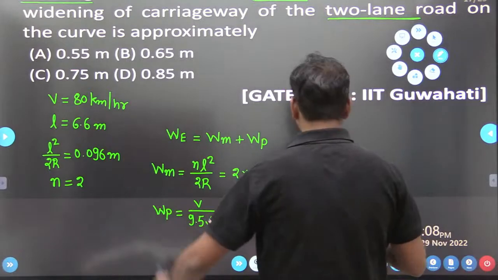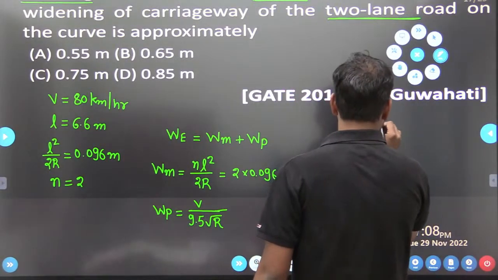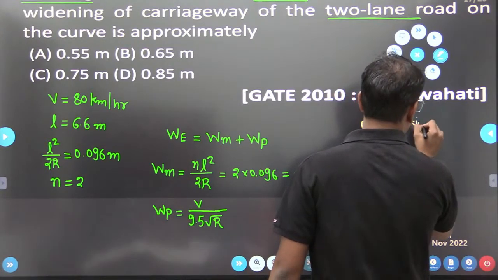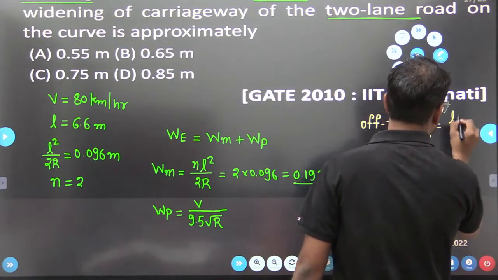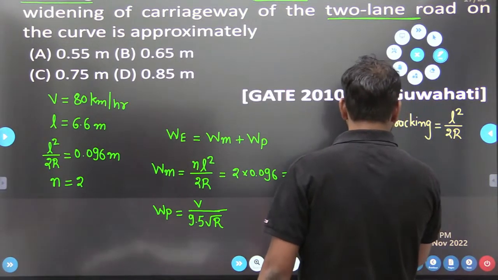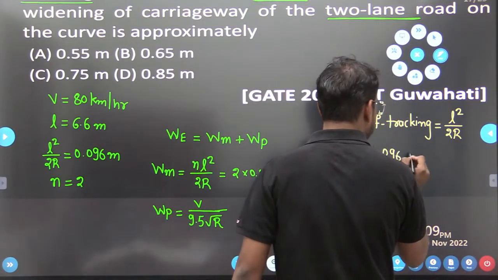Hint is L square upon 2R, that means off-tracking is given. Am I right? Off-tracking value is given. So off-tracking is equal to L square divided by 2R. What is the value of off-tracking? Off-tracking is 0.096. It is given in the question.